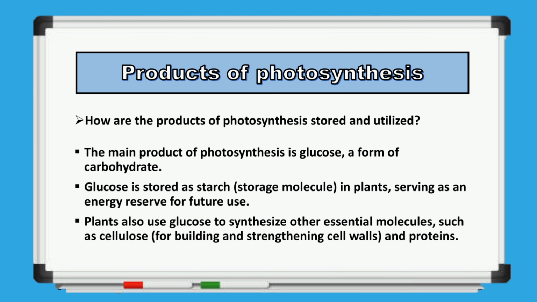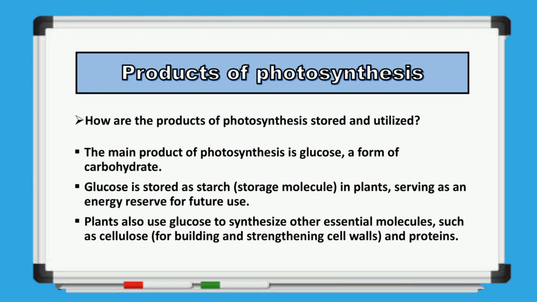Let's now explore the products of photosynthesis and how they are stored and used by the plant. The primary product of this process is glucose, which is a simple carbohydrate. This glucose is incredibly important for the plant's survival and growth. While some of it is used immediately to produce energy for various functions like growth, repair, and reproduction, a significant portion is stored for future use. The plant converts this excess glucose into starch, a storage form that it can draw on later when sunlight isn't available.